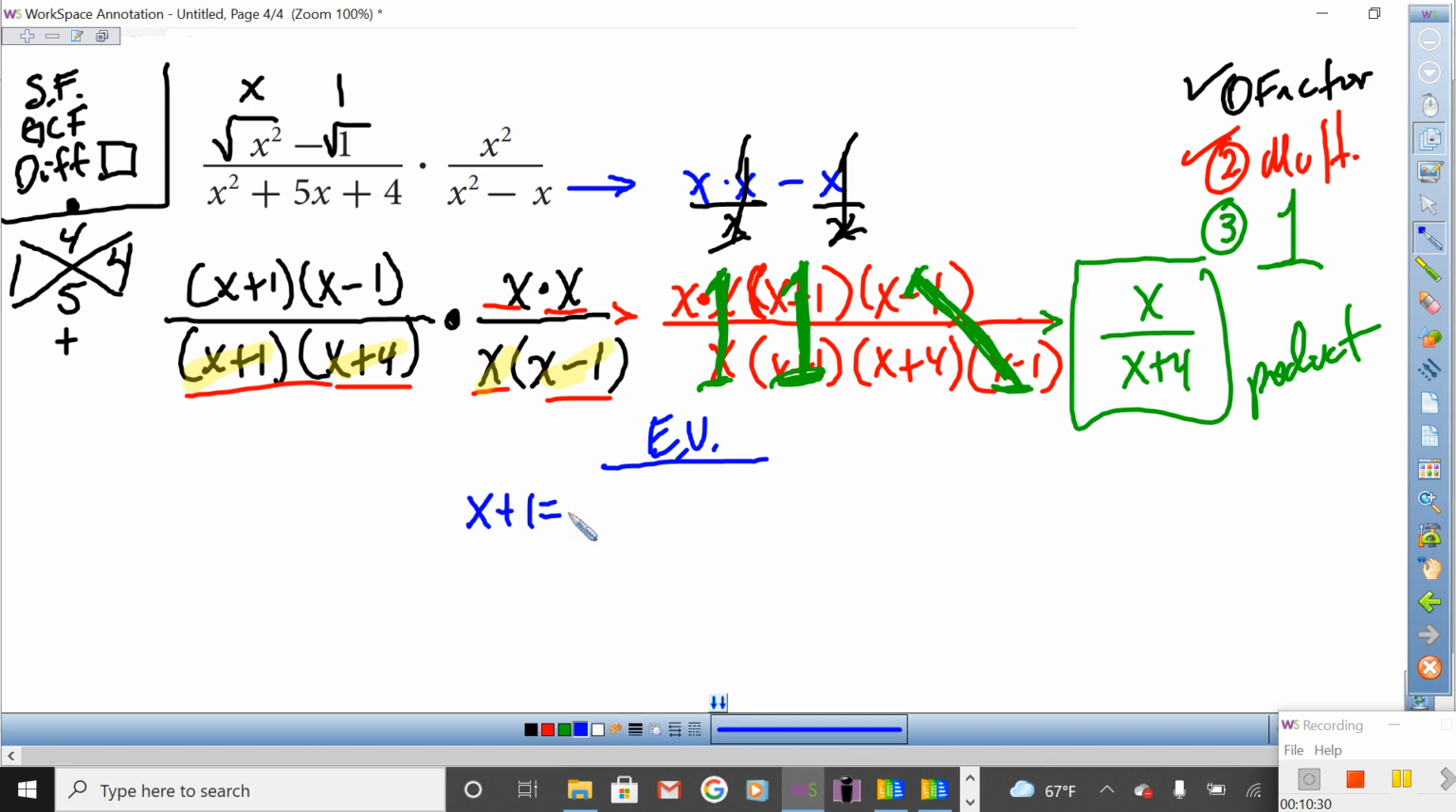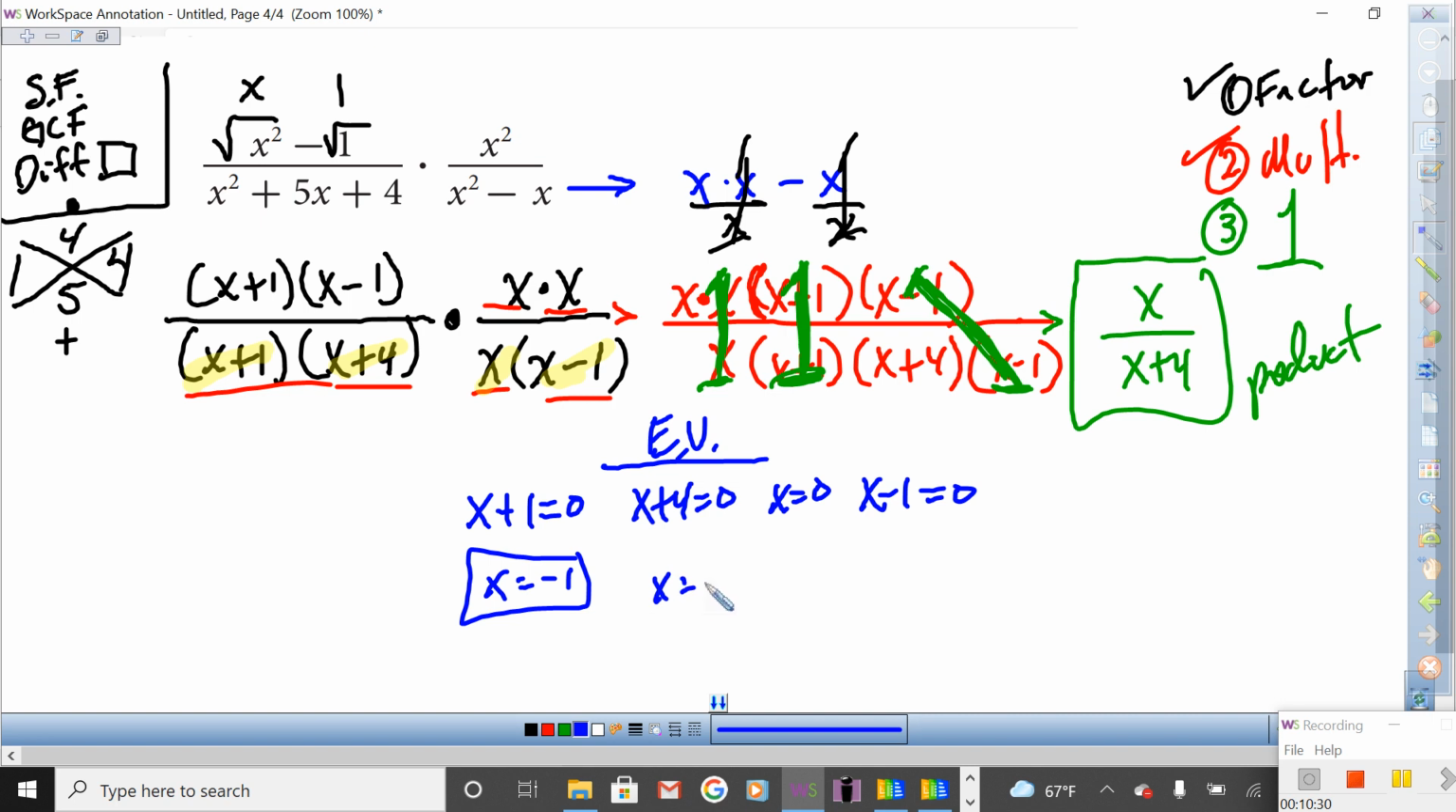So x plus 1 equal to 0, x plus 4 equal to 0, x equal to 0, and x minus 1 equal to 0. Where did I get those from? From the original denominators. All right, once you solve, x equals negative 1, x equals negative 4, x equals 0, and x equals 1. You good, yes? Yeah.